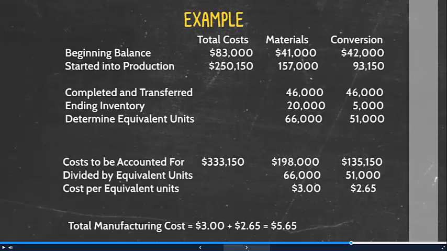We would add up all the costs to be accounted for. This is coming from our beginning inventory and whatever costs were put into production. For materials, that was $198,000. For conversion, it was $135,150. We just divide that by our equivalent units to get that cost per equivalent unit, done separately again for materials and for conversion. Then, if we need to, we can find our total manufacturing cost by adding these two costs per equivalent units together.